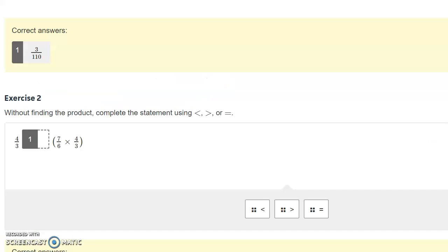So we're on exercise number 2, and it says without finding the product, complete the following statement using less than, greater than, or equal to. Well, I have 4/3 on this side, and then I have 7/6 times 4/3. Whenever we have a number, say it was 6/6, and that was 1, we would be equal to 4/3. But the 7/6 says that it's greater than one whole number. So we know that this number is going to be slightly bigger. So 4/3 is going to be a little bit less than the product of the other two multiplied together. So we're going to do 4/3 is less than the product of these two numbers.